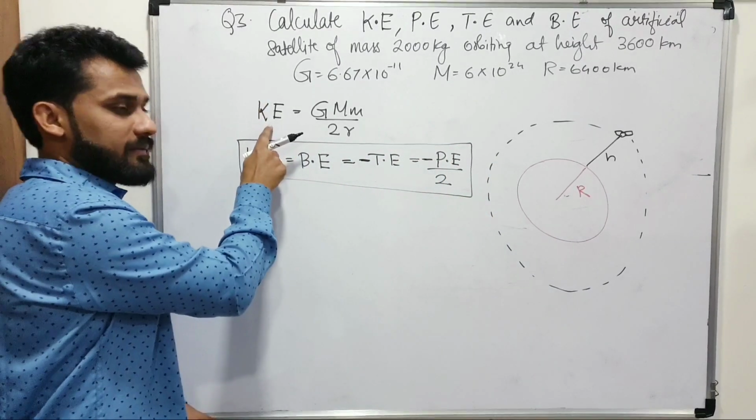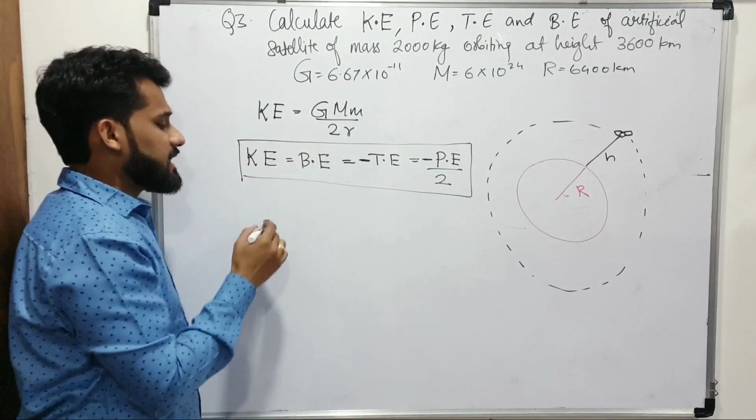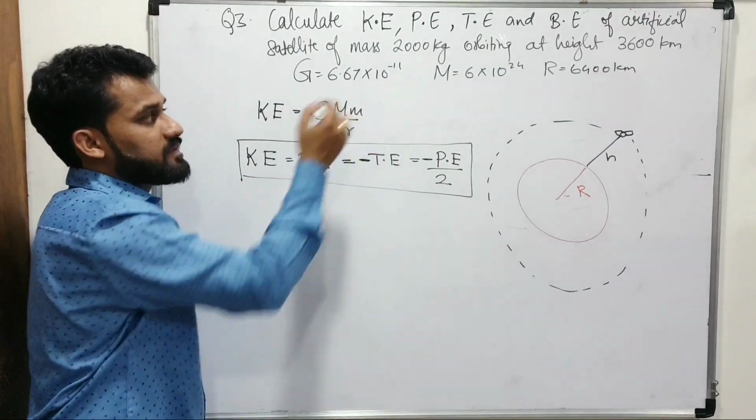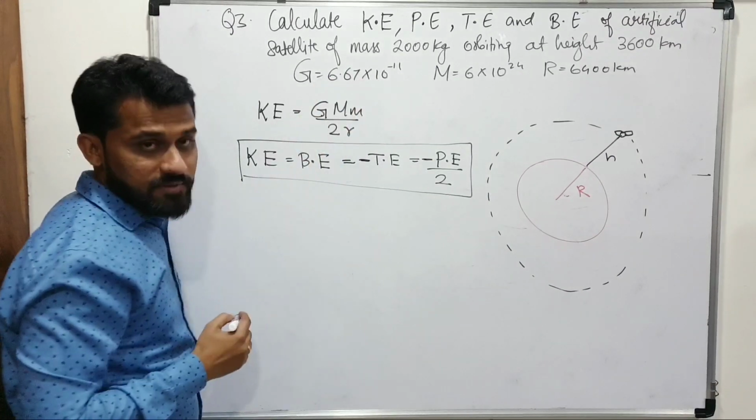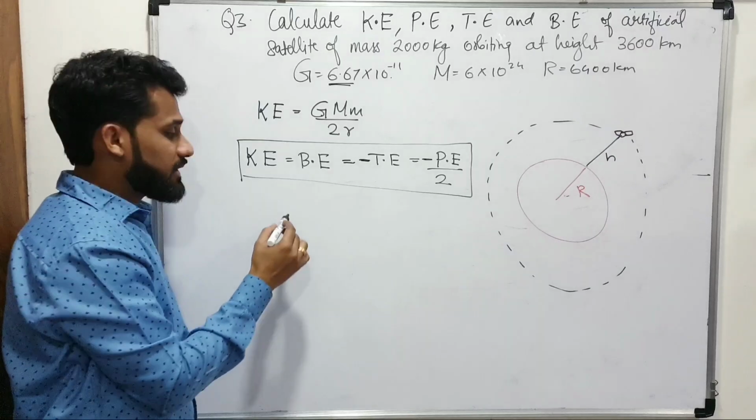So let us calculate one. Easily you can find the remaining. So what is kinetic energy? The kinetic energy will be G, the value of G is given, 6.67 times 10 to the power minus 11, but 6.67 I will write as 20 by 3.